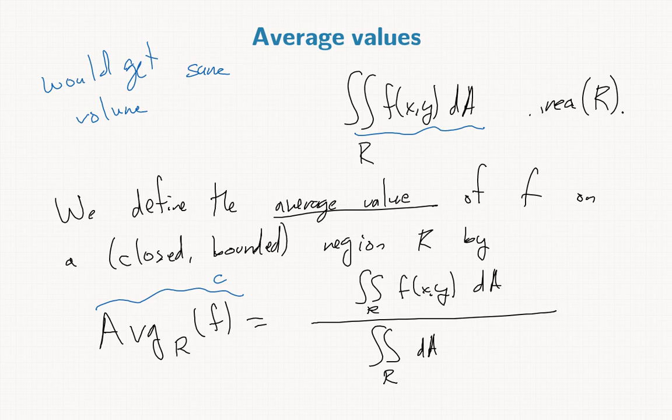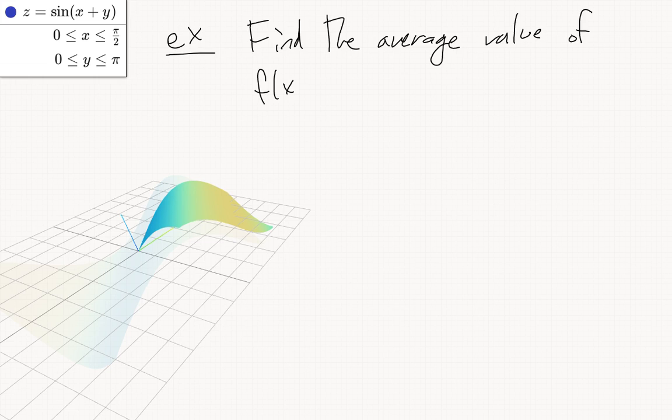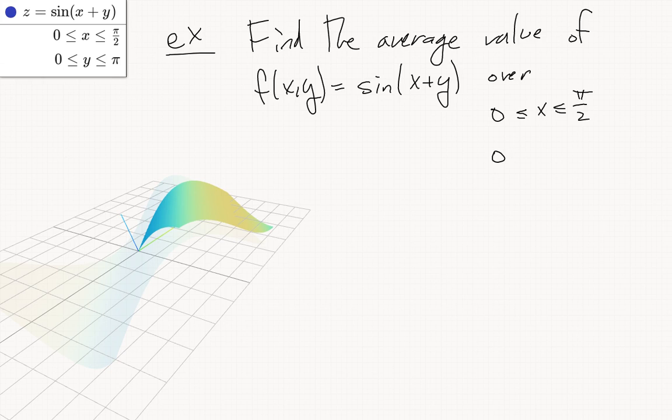So in other words, another way to write this is it's the value c such that the integral of f over R is the same as the integral of that constant function over R. For example, let's find the average value of f of x, y equals sine of x plus y over the rectangle 0 less than or equal to x less than or equal to pi over 2 and 0 less than or equal to y less than or equal to pi.